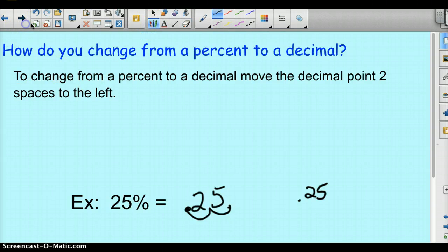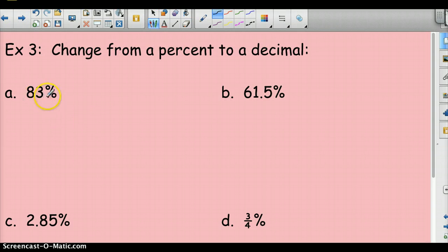Let's look at some examples we've got here. 83%, well, the decimal point is right here. If I move it 1, 2 spots to the left and get rid of the percentage, it becomes 0.83. Easy moves. Same thing here. 1, 2 spots to the left, get rid of the percentage. Makes it 0.615. These are easy conversions, guys. Free points. Make sure you're getting them.